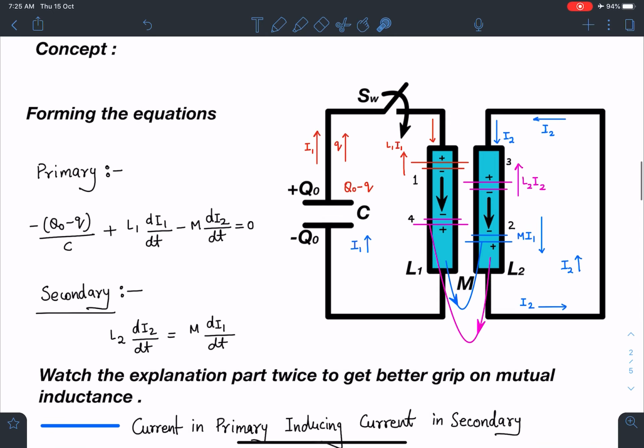So let's learn how exactly we are going to form these equations. That is the most crucial part, and trust me, based on my experience, every year I see people make a lot of mistakes, especially in the questions involving mutual inductance. So let's discuss whatever I have given in the brief just now. Let's try to apply it here.